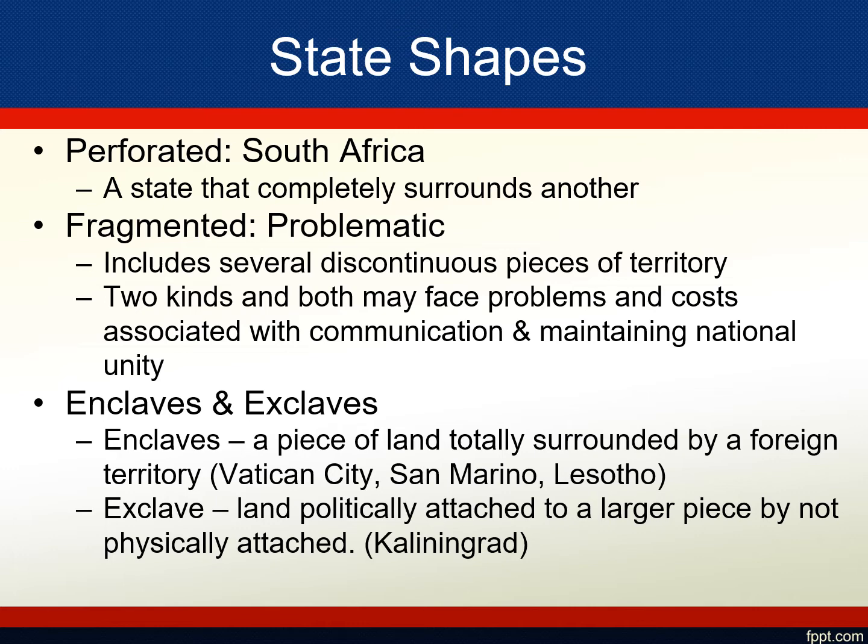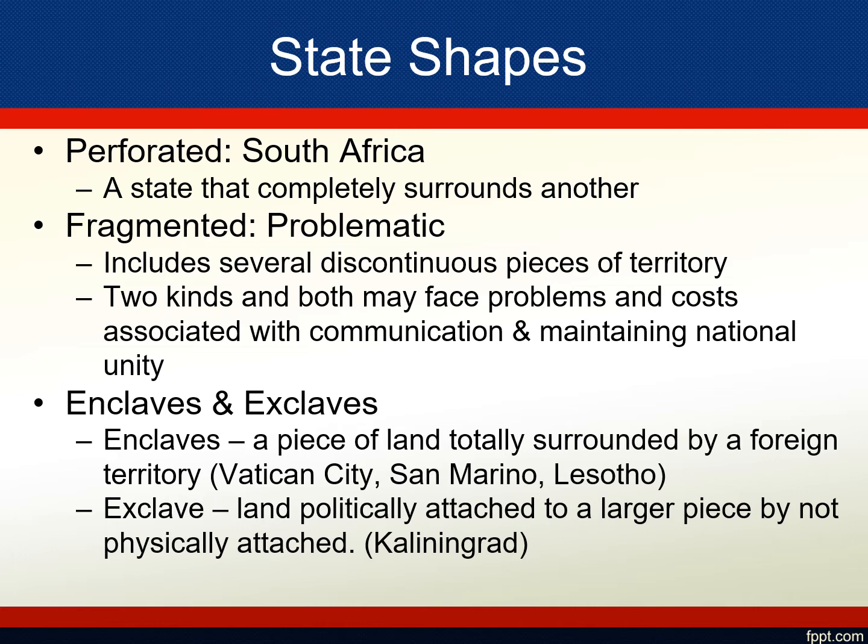An enclave is a piece of land totally surrounded by a foreign territory. So Lesotho would be an example of an enclave. So would Vatican City and San Marino, which are both completely surrounded by the country of Italy. An exclave is land politically attached to a larger piece, but not physically attached.